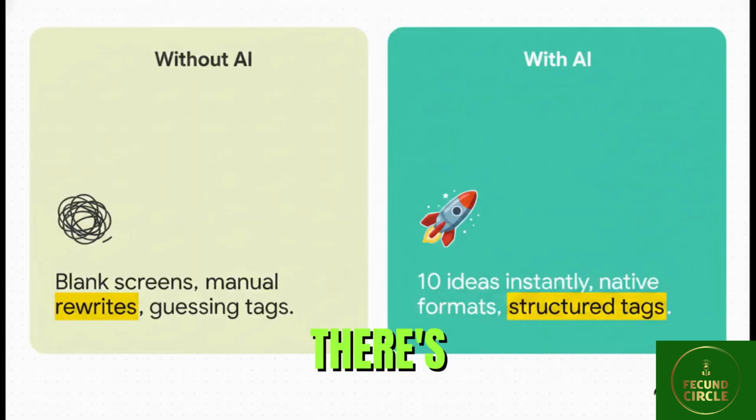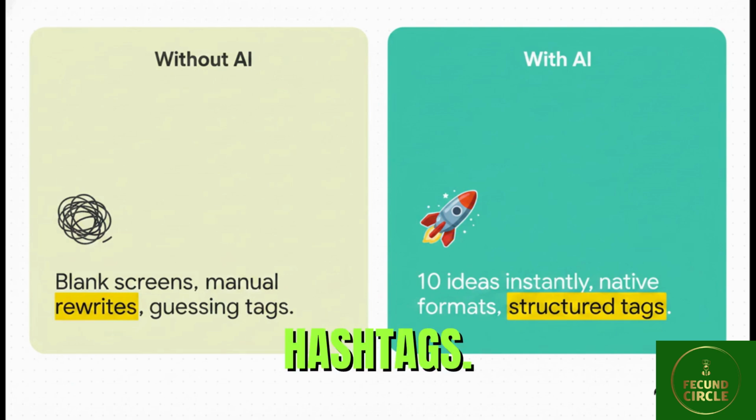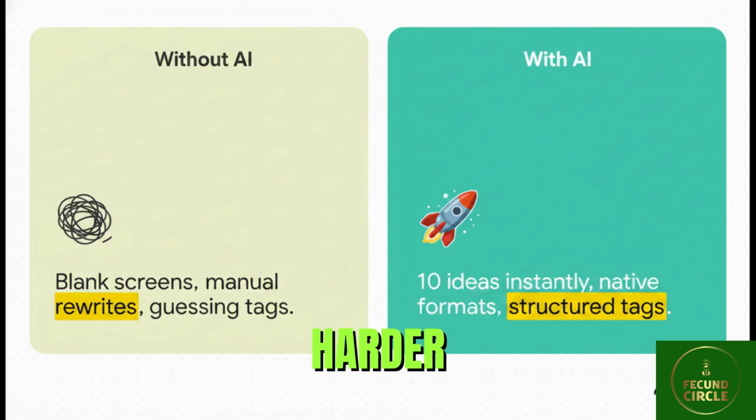But here's the thing. There's a massive paradigm shift happening right now. The old way? That meant blank screens, manual rewrites, and playing a guessing game with your hashtags. The real fix to this content drought isn't just to grind harder or post more. No way. The solution is utilizing a repeatable 10-minute AI system that instantly hands you 10 fresh ideas, natively formats them for different apps, and applies structured hashtags. We're literally going to turn what used to be 3 hours of pulling your hair out into a 10-minute breeze.